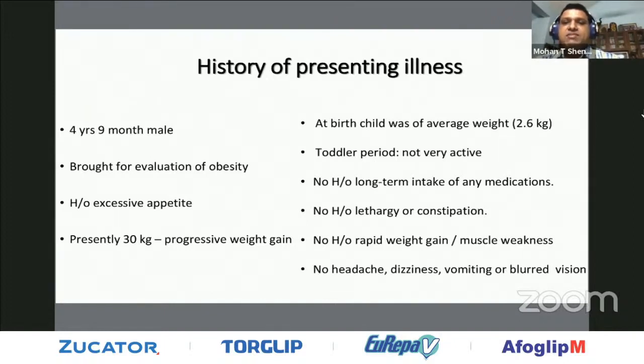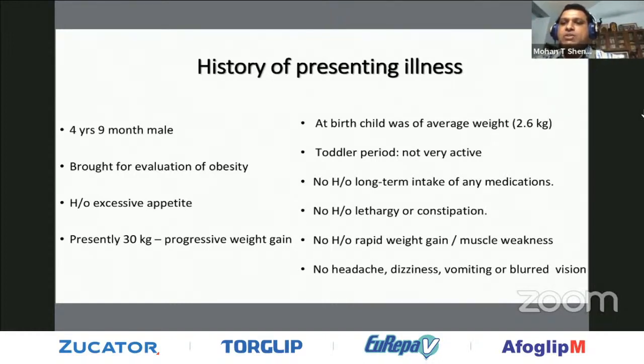At that time he was having progressive weight gain. He was having a weight of 30 kg, and his birth weight was 2.6 kilogram. Immunization records are very important because when that was checked, at 1.5 years of age he was 12 kg. So in the last 3.5 years, he has gained the remaining 18 kg. That is very good weight gain.